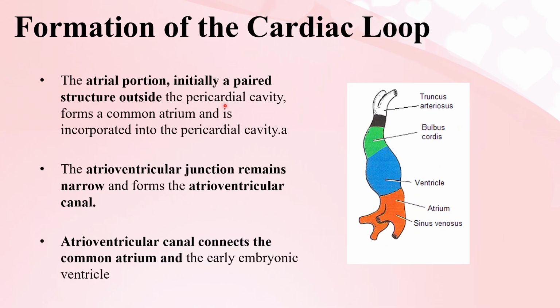So the atrial portion is initially a paired structure. You can see these are the paired structures which are present initially outside the pericardial cavity, but because of the folding of the heart, these atria are incorporated into the pericardial cavity, and these lines show the atrioventricular junction. The atrioventricular junction remains narrow, and in the interior it forms the atrioventricular canal. This area is the bulboventricular junction which later on forms the bulboventricular sulcus, and on the inside you can see the interventricular groove.